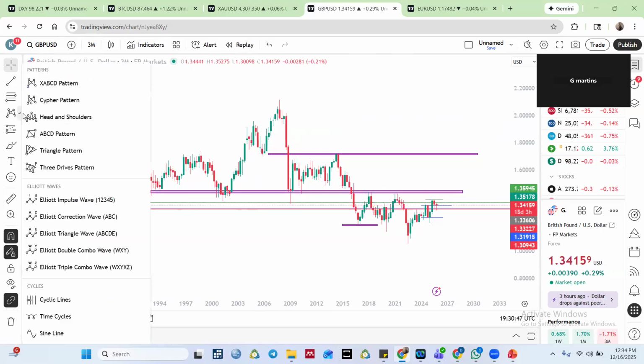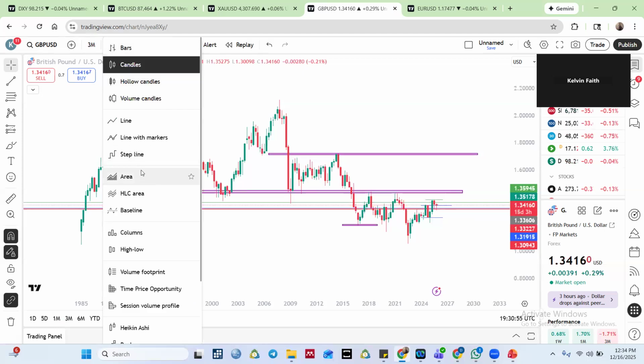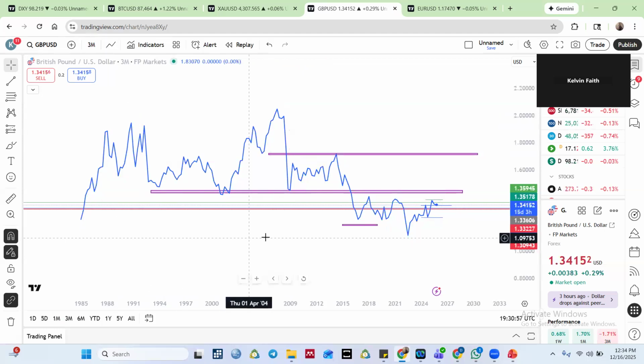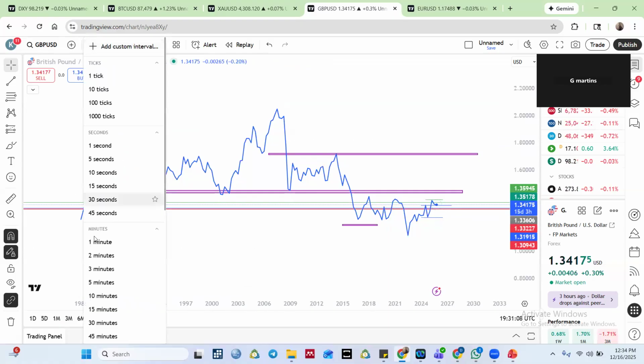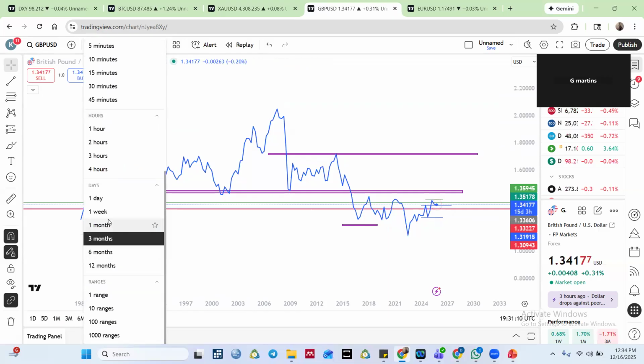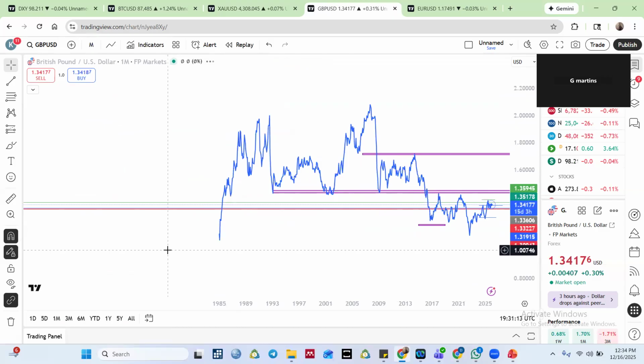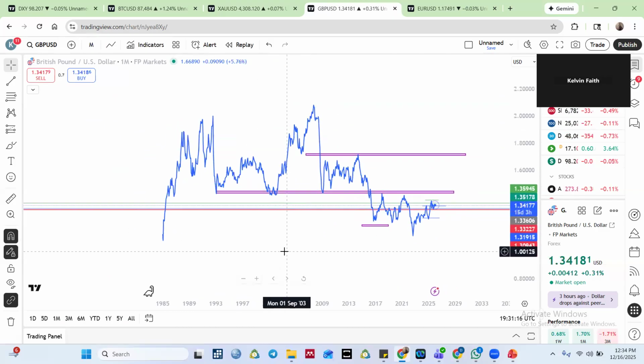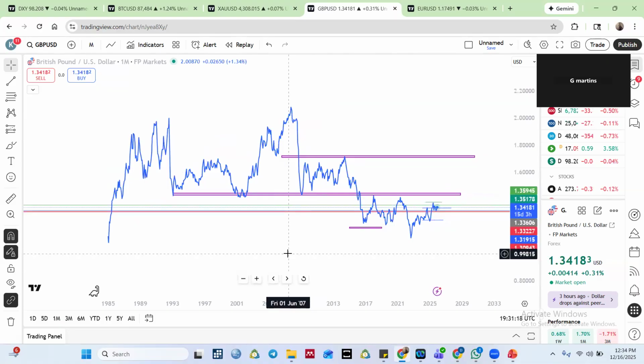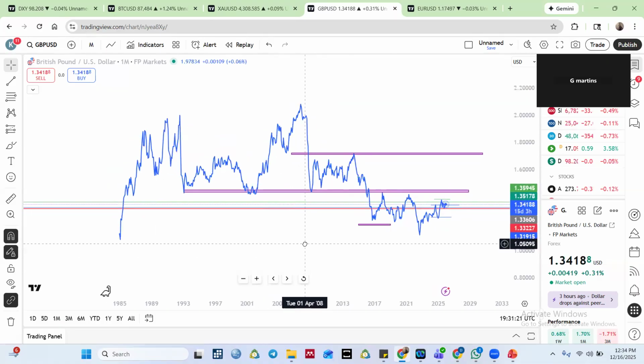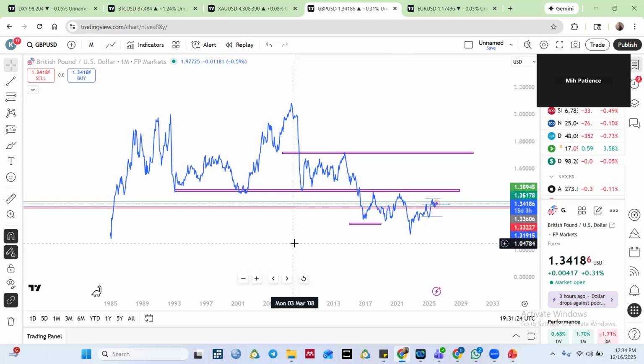Because of this side. Let me give you the line chart. So this is the line chart. This is a bearish market. So on the line chart, the sellers are the ones in charge. Okay, sellers are in charge.